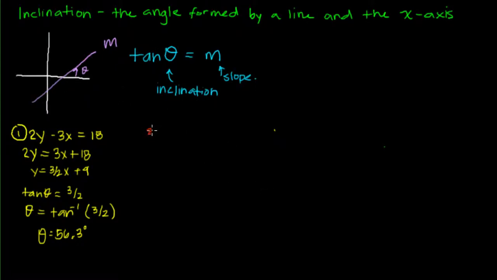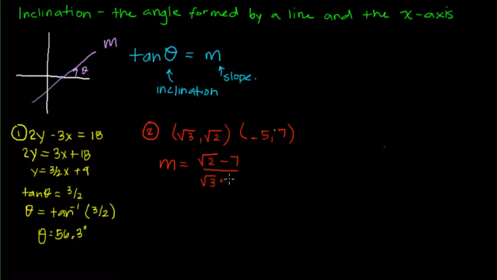So what if, problem number 2, our second example, what if the 2 points we have were, let's say, square root 3 comma square root 2, and we were trying to find the angle of inclination, or the inclination, from that point to, let's go negative 5 comma, let's go up to 7. So let's say we had that. Well, we could find the slope of this, so we could say that the slope equals root 2 minus 7 over root 3 plus 5.